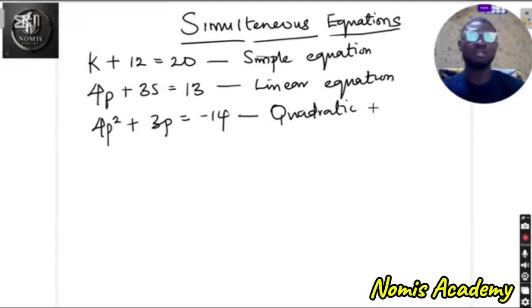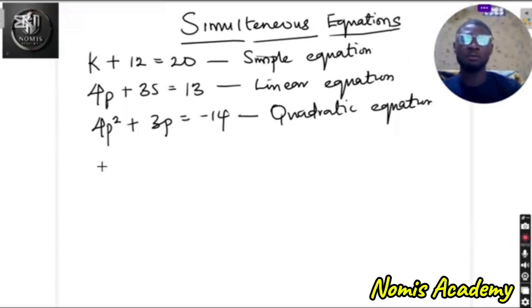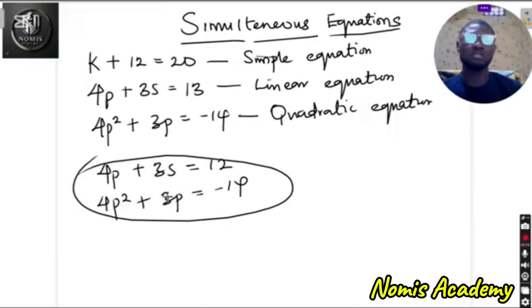So for instance, we could have 4p plus 3s equals 12 occurring simultaneously with 4p squared plus 3p equals minus 14. So we say that these two are simultaneous equations, provided that the values of p and s remain the same in the two equations. So this is what we mean by simultaneous equations.